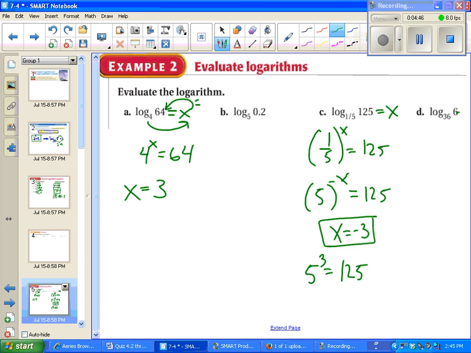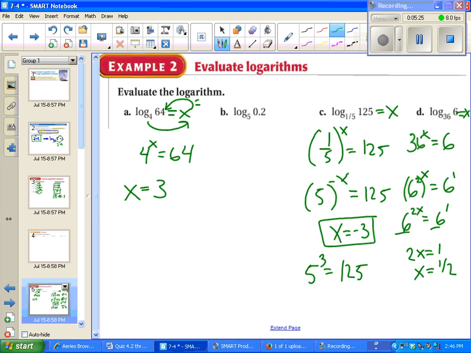Let's look at part D. 36 to what power equals 6? Again, this is kind of hard. I see 36 and 6, they're not really the same number, but 36 can be rewritten using a 6. And our exponent for 6 is just 1. We can go a little further with that, multiply the exponent, 6 to the 2x equals 6 to the 1. Since our bases are the same, our exponents must also be the same. So x equals 1/2.